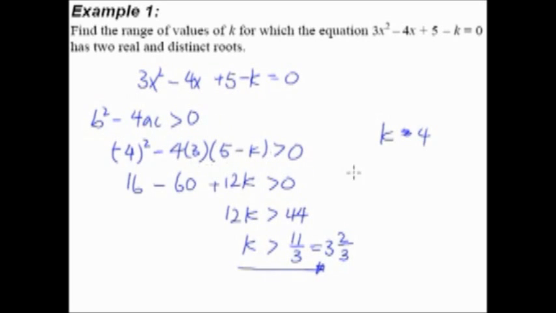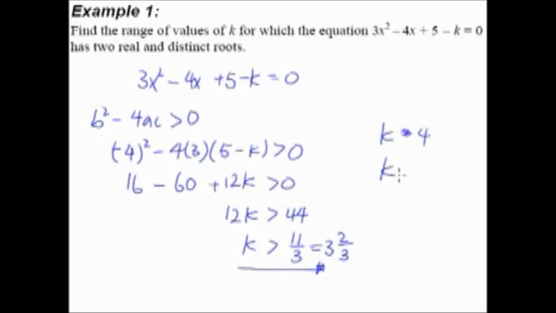Now you can substitute that in. For k equal to 4, you will get your b squared minus 4ac greater than 0. Well, you can pause this clip and put in k equals 4 and work out b squared minus 4ac. You will get a number that is greater than 0.